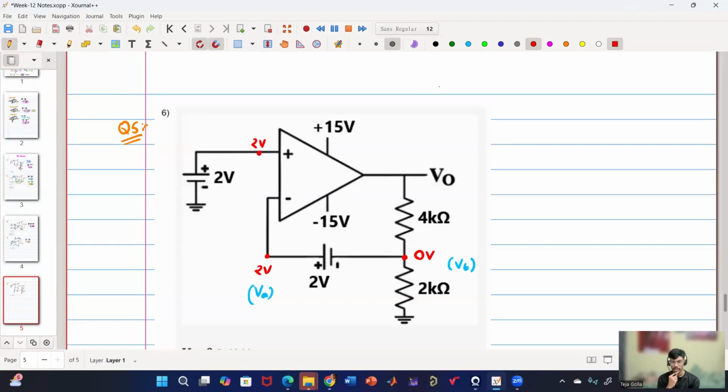Should be 0, right? Because the left terminal is at 2 volt and the voltage source is 2 volt. So the right terminal should be at 0 volt. You can also do it like this with KVL. We are going from higher potential to lower potential. So minus 2 volt, 2 volt minus 2 volt, 0 volt. So it is simple. Okay. So how to solve for V naught now?